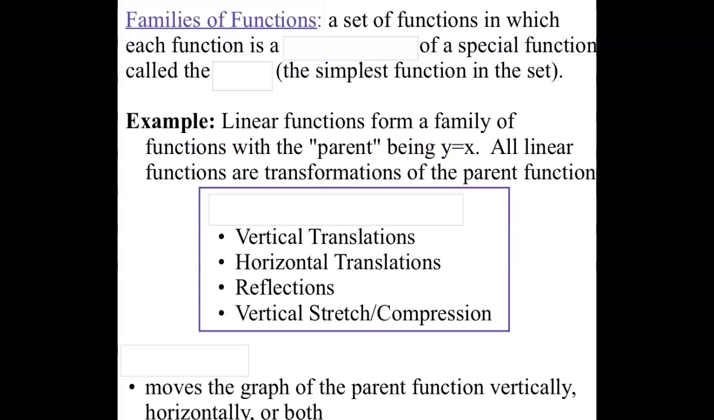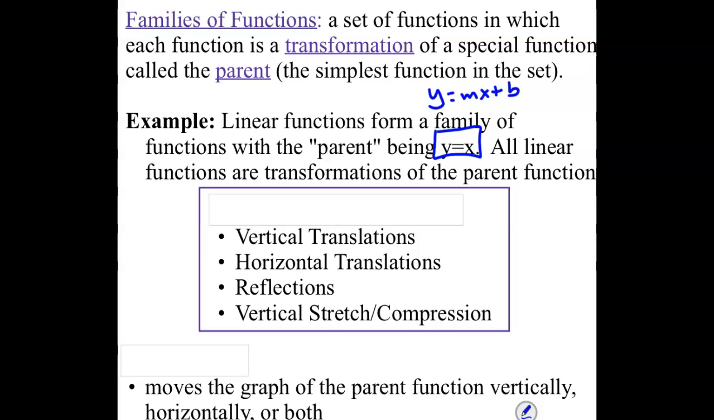All right. So families of functions: a set of functions in which each function is a transformation of one called the parent. So a family of functions would be all of the functions that have the same parent. Your parent function is always going to be the simplest of that family. So in our example here, we have linear functions. Y equals x. Again, if you think of it as y equals mx plus b, this is our most basic one. It has a slope of 1 and a y-intercept of 0.